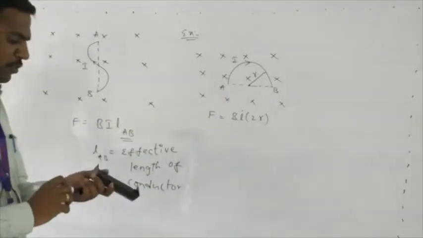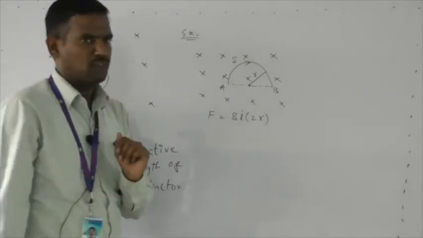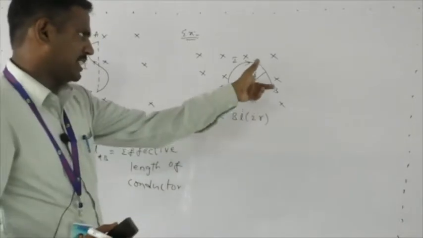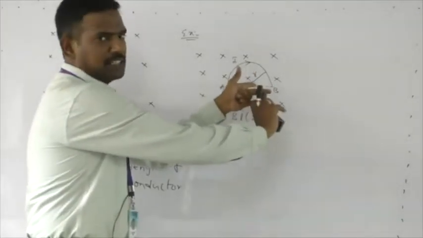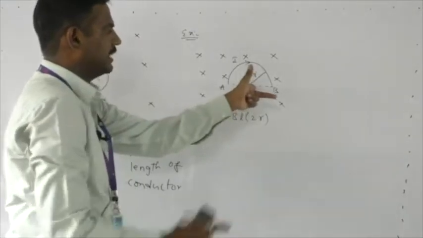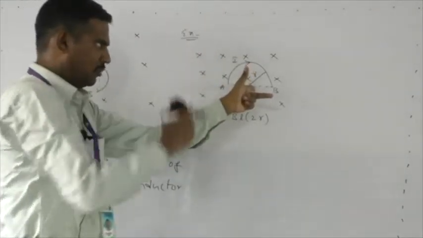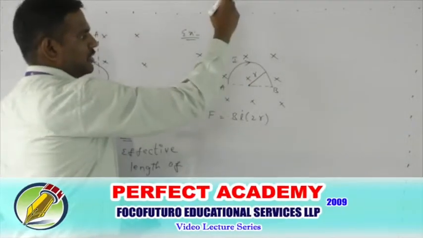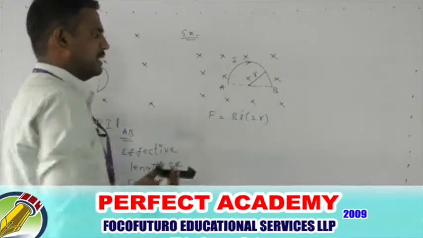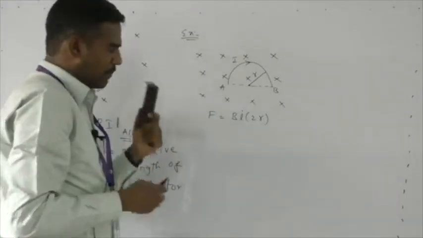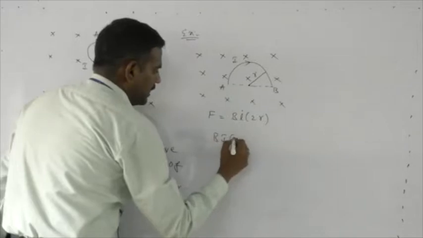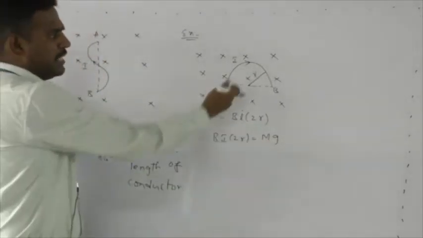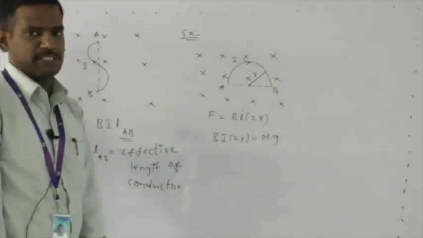What is the direction of the force? Let me use Fleming's left hand rule. The forefinger shows the direction of the field, which is into the plane of the board. The central finger shows the direction of the current. Then the thumb shows vertically up, so the force will be in the vertically upward direction. If that upward force is balanced by the weight, the conductor will remain in equilibrium whenever BI 2r equals mg, where m is its mass. This is the concept.